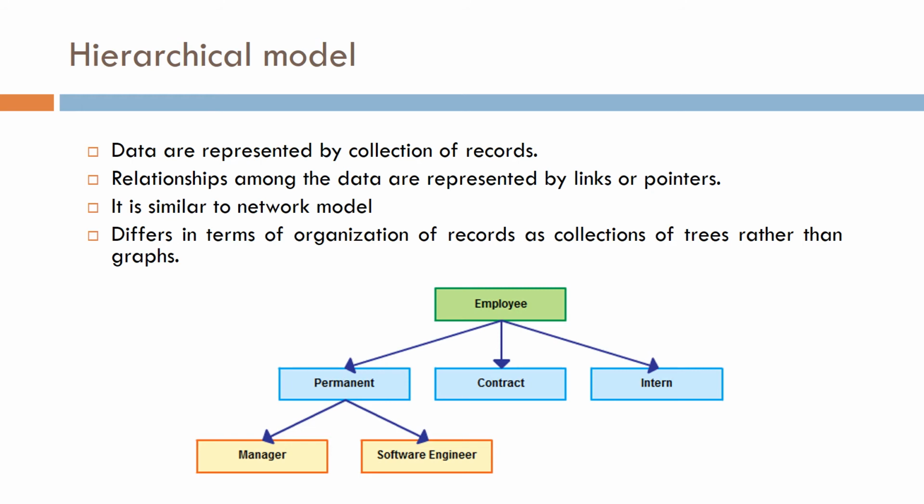So here you can see in a figure that there is an entity or relation we can say as an employee, and having another different relations which is a type of employee like permanent employee, contract based employee, and intern type of employee. And again permanent type of employee having two types of relationship, that is manager and software engineer. So the scenario is displayed in the way of trees, instead of graph in a network data model.